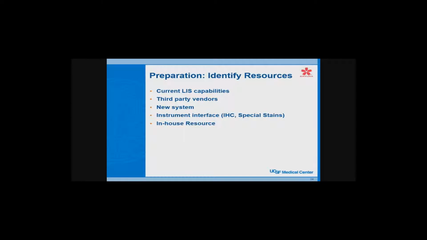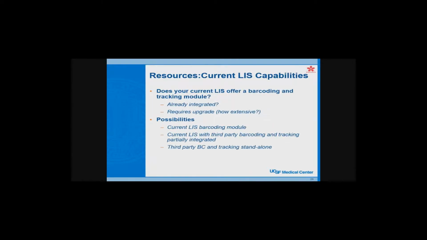So those things to think about. You have to talk to the vendor about the interface, whether it'll work with the system you're thinking about, and then the hardware that's involved in it. So you have to prepare by identifying the resources, and the first, of course, is your current LIS capabilities. Do they have the capability to even implement barcoding, or are you forced to go to another third party or do something else?